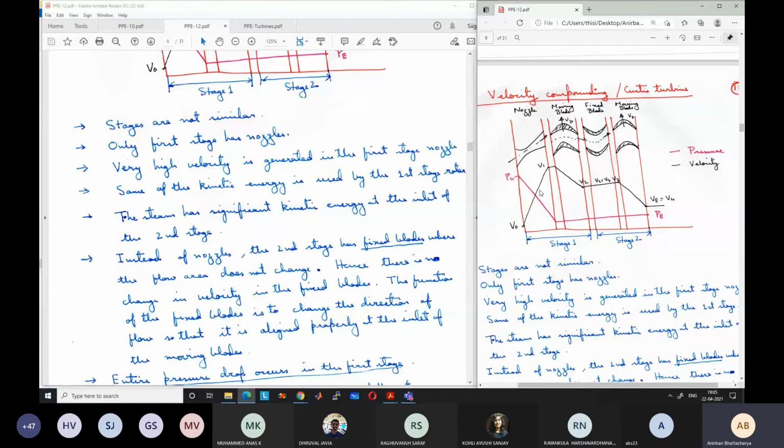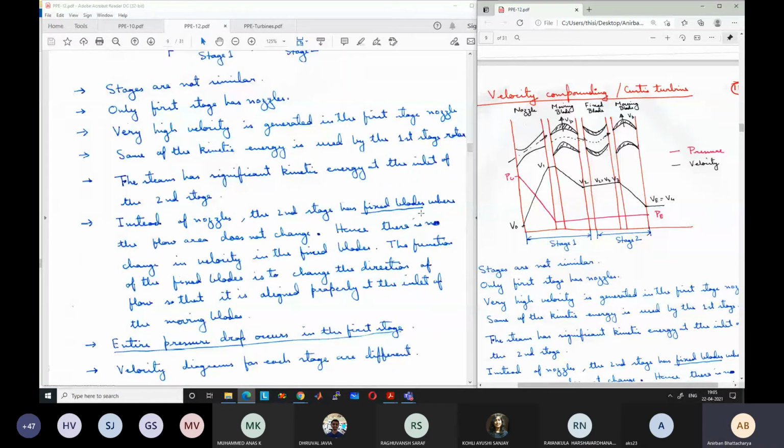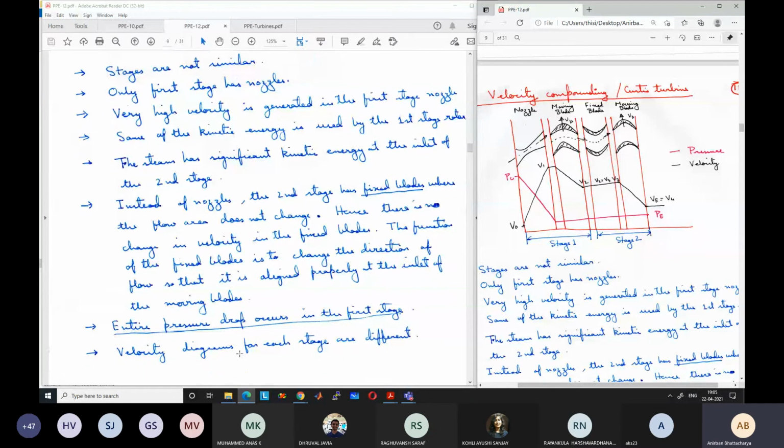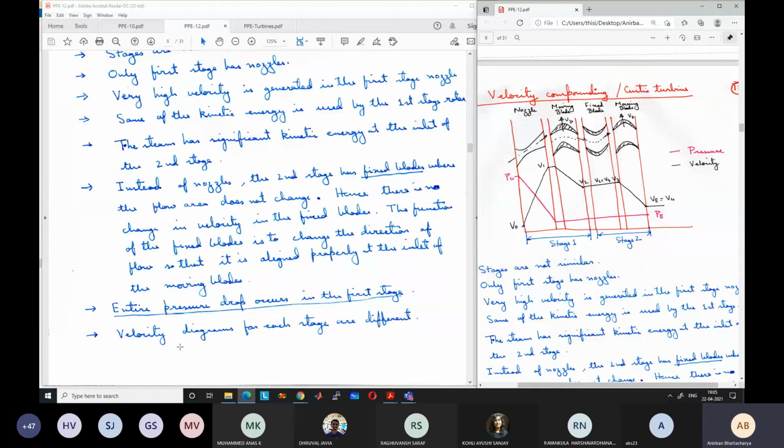Instead of a nozzle, the second stage has fixed blades, but the flow area does not change. Hence, there is no change in velocity in the fixed blades. The function of the fixed blades is to change the direction of flow so that it is aligned properly at the inlet of the moving blades. The entire pressure drop occurs in the first stage. Velocity diagrams for each stage are different. All this we have discussed, so this is just a summary. When you are reading the notes, it will be helpful for you.